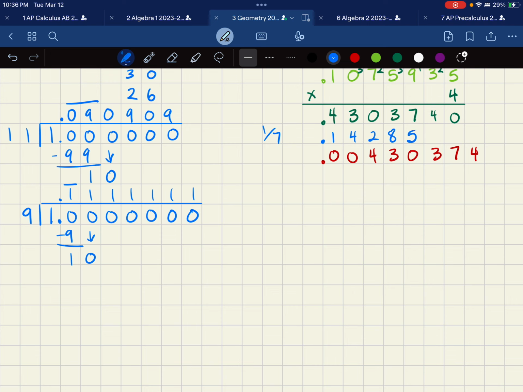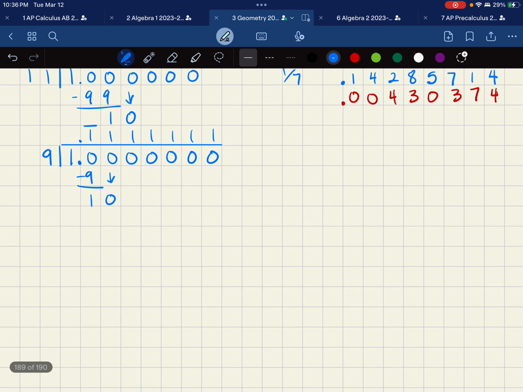0.14285. What number have I not used? 7, I guess. And then it repeats again, 1, 4. I think that's what it is. Let's go ahead and double check though. Just trying to show off my memorization here.